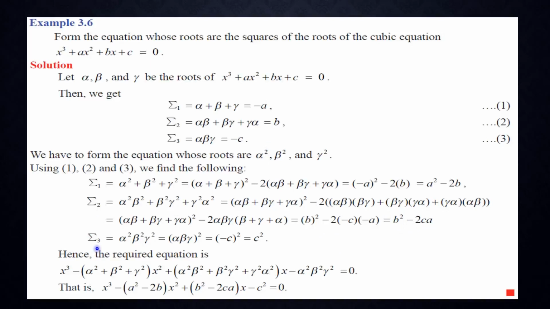Next one is summation 3, that is product of the roots. That is alpha square, beta square and gamma square. This is nothing but alpha, beta, gamma the whole square. Then we will get minus c the whole square as c square. Then the required equation is x cube minus sum of the roots into x square plus sum of the product of two roots into x minus product of the roots equal to 0.